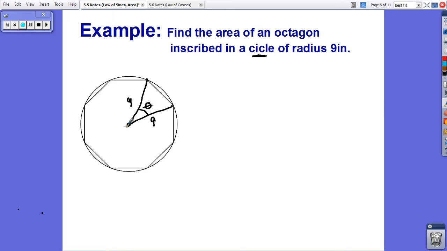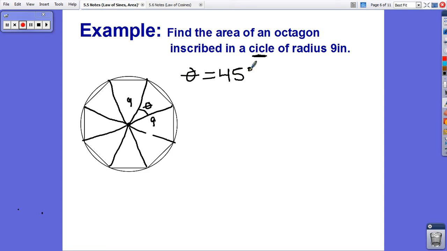Now, if I were to draw a triangle to every single one of these points, they'd all have a radius of 9 because it's a circle. And you know that an entire rotation is 360 degrees. So if I evenly split up 360 degrees by 8 triangles, you would get that the angle, theta, is equal to 45 degrees. So I'm going to use the first equation.